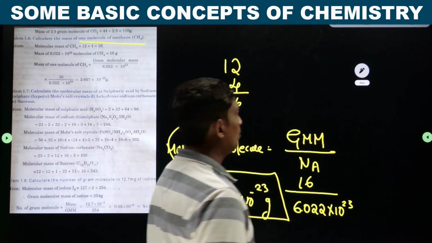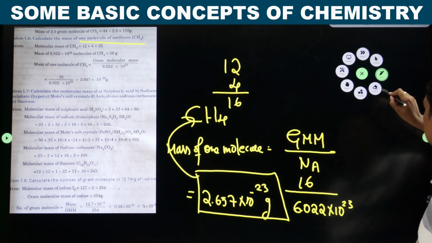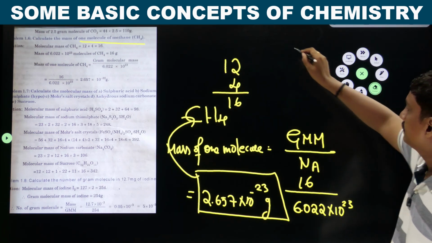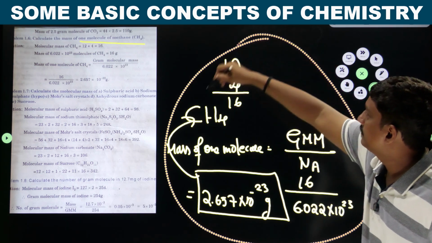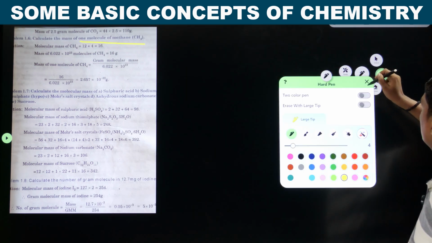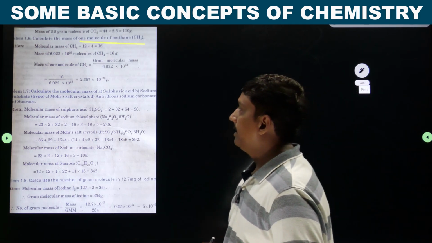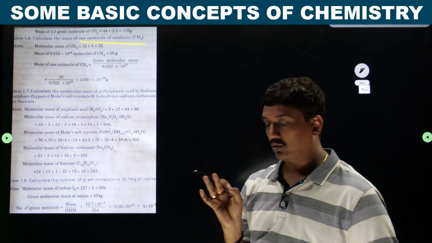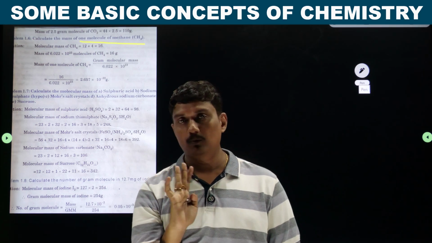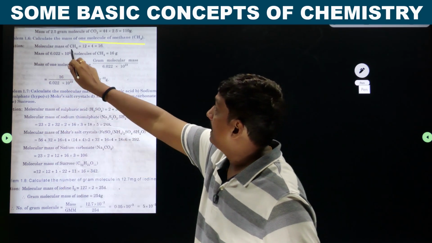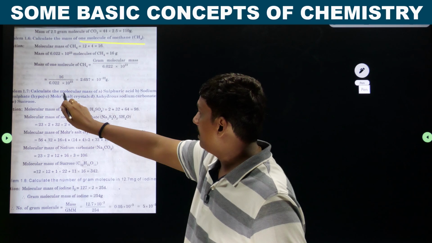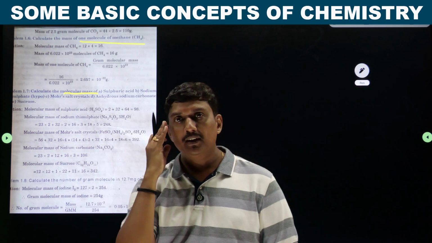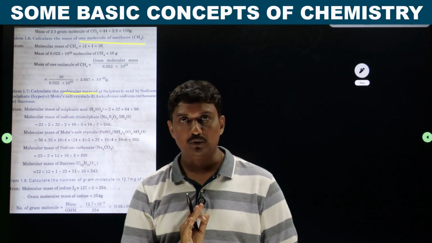Let us take a few more examples. The last question was the mass of one molecule, which we have calculated. Now, calculate the molecular mass of sulfuric acid. If they ask for the molecular mass of sulfuric acid, it is very simple.